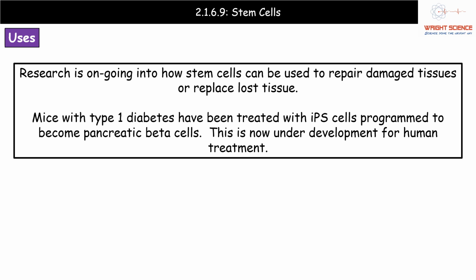So we actually have now done trials with mice that have type 1 diabetes that are being treated with these iPS cells, which have become programmed into becoming these pancreatic beta cells, the ones that produce the human insulin. So anyone with type 1 diabetes cannot make the insulin because for whatever reason their beta cells are not doing so. And therefore, if we've now got a way of basically using these stem cells to become pancreatic beta cells, we can then replace the cells that were lost.